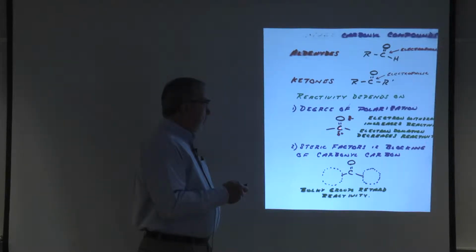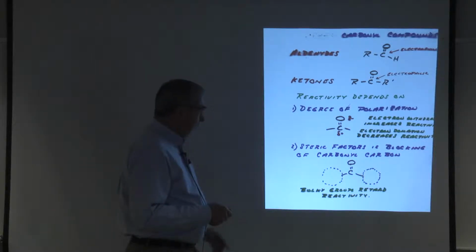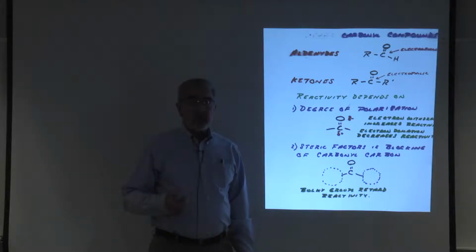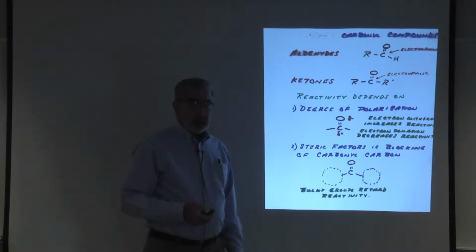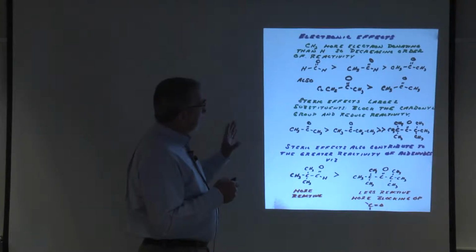In other words, if there are ways we can increase the electrophilicity of this carbonyl carbon, it's going to make the carbonyl compound a lot more reactive. Now, there's another factor that has to be taken into consideration, and that's the steric bulk of the groups flanking the carbonyl carbon. If we have a couple of tertiary butyl groups here, this is not going to be reactive at all, because the nucleophile won't be able to get close enough to make a bond. So let's take a slightly more detailed look at these factors.